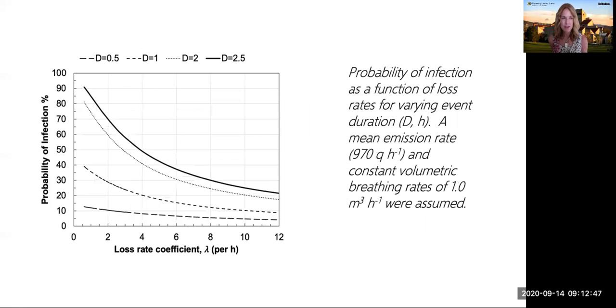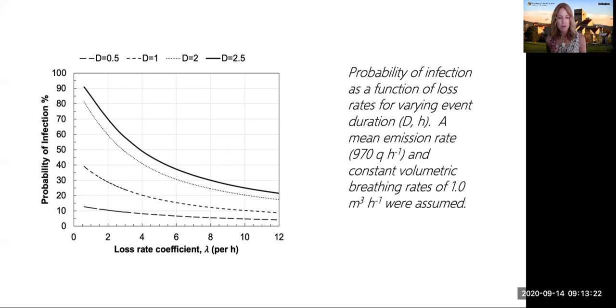And so we changed the duration of the event from 2.5 hours with the solid black line down to 2 hours, 1 hour, and then even a half hour. With a half hour, what we see is that even at that low ventilation rate, and the probability of infection being 87% with 2.5 hour duration, if you're there for just a half hour, your probability of infection drops by only 10%. You're just not exposing yourself to a buildup of virus in the air.